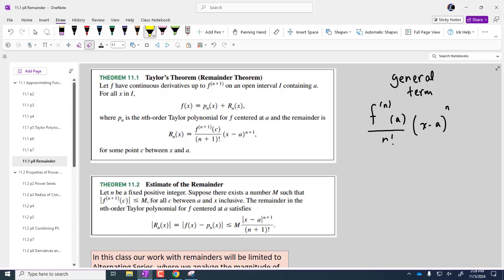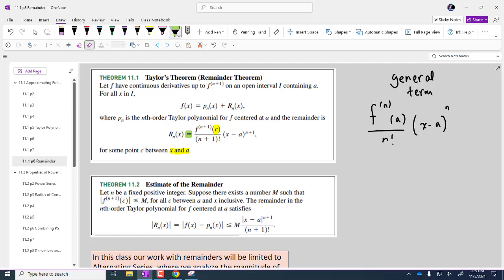What this is saying that's different is that we're plugging in the c value, and the c value is somewhere between the x value and the center. So the x value, we picked x values already. One was negative 1/10, and one was whatever it was before that. So c is somewhere in between there. And notice that this is an equal here. The remainder equals the next term evaluated at some weird c value that we cannot find.